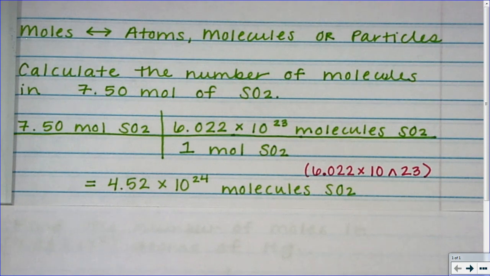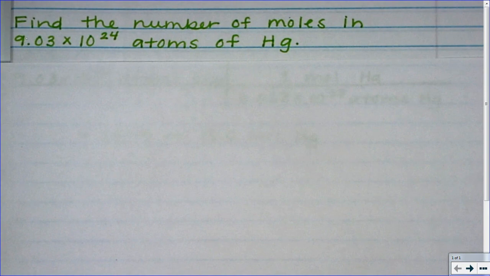So again, just to summarize this, when you go from moles to any of the three at the top, atoms, molecules, particles, remember you can do representative particles or formula units as well, you want to multiply, and this would be how you set up your problem. For the opposite problem, going from the outer branch back to moles, we are going to want to divide. And so here is an example problem of that.